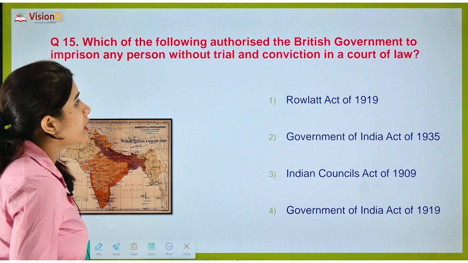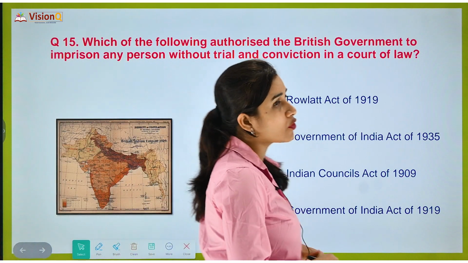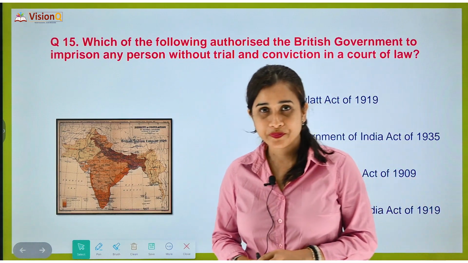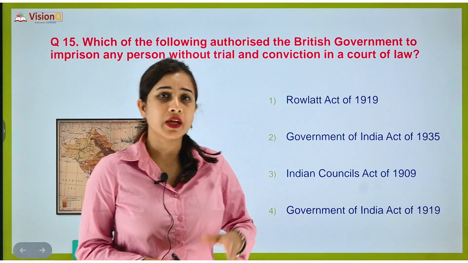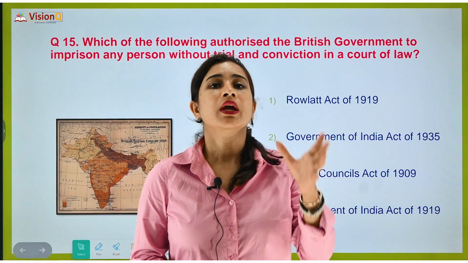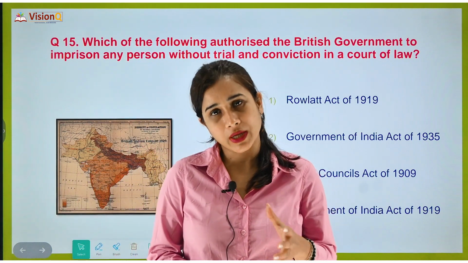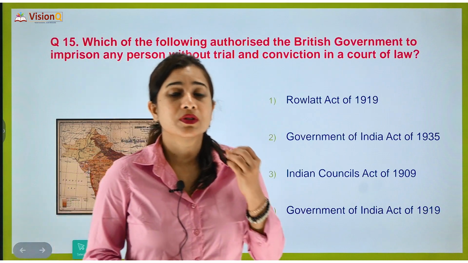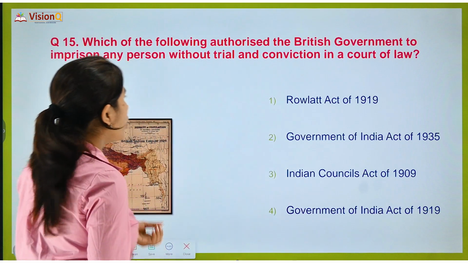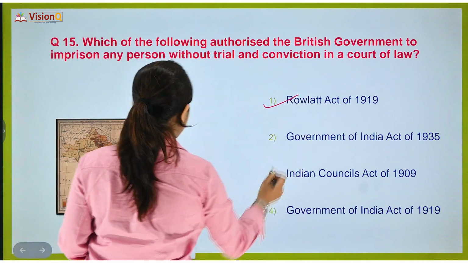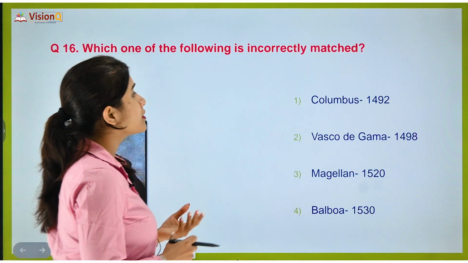Next, which of the following authorized the British government to imprison any person without a trial and conviction in a court of law? So the Rowlatt Act, by Sir Sidney Rowlatt, a judge of the British court. Under this order, if any Indians were found on the road or seen protesting, they could be arrested without trial and sent to jail. That means the answer to this question is the Rowlatt Act, 1919.